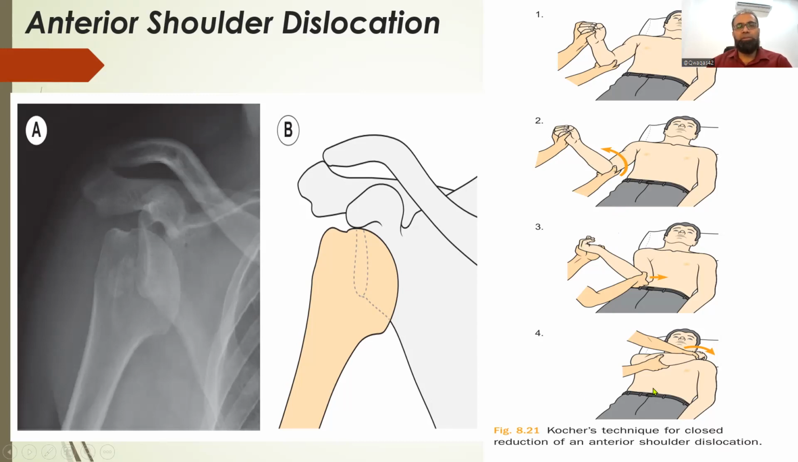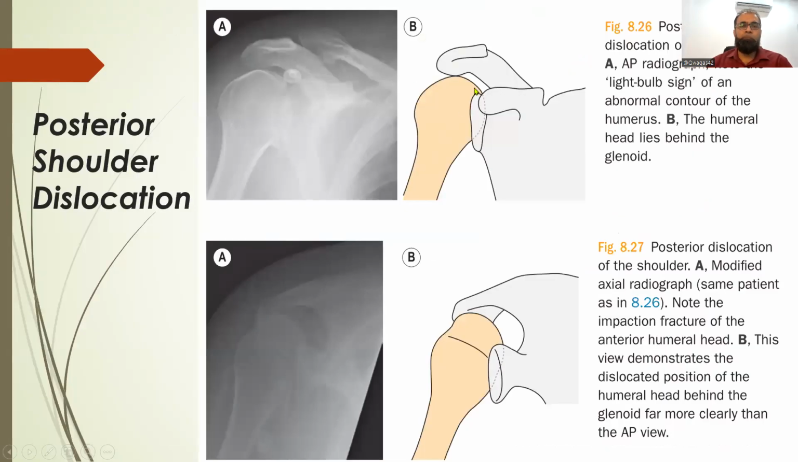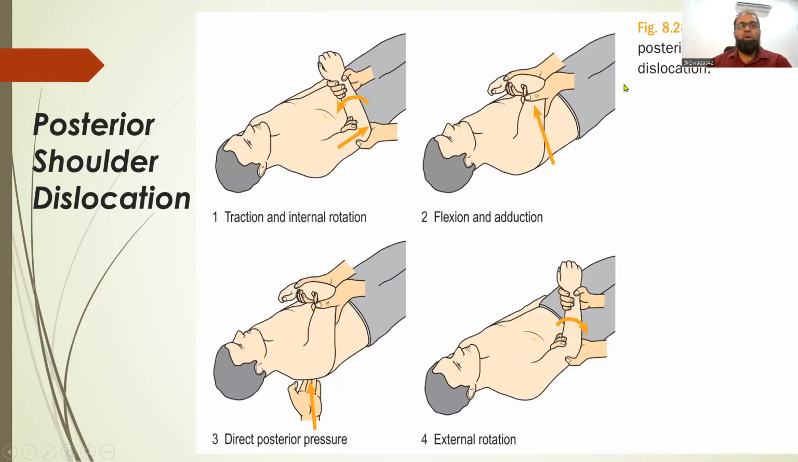And this is the Cocker method. And the posterior shoulder dislocation: on X-ray, you will have a light bulb sign, or you should get an axial view. See, this is the glenoid and this is the humeral head lying posteriorly. Now, how to reduce it? This is the opposite of anterior dislocation. You give traction and internally rotate so that the bone is disimpacted, and then you pull, and your assistant can apply pressure over the head, and then you externally rotate.